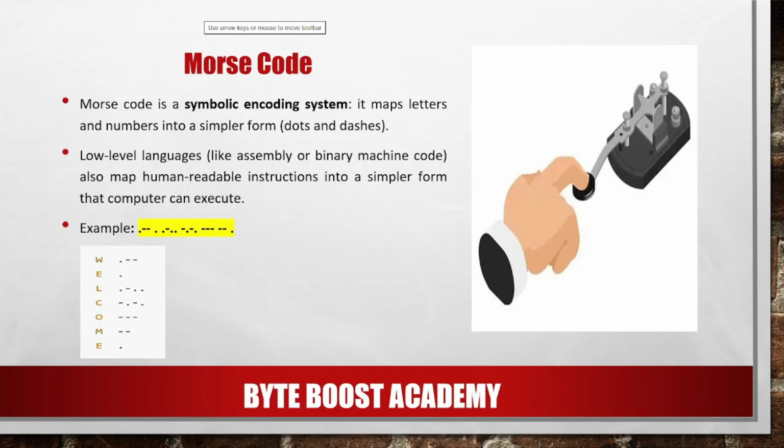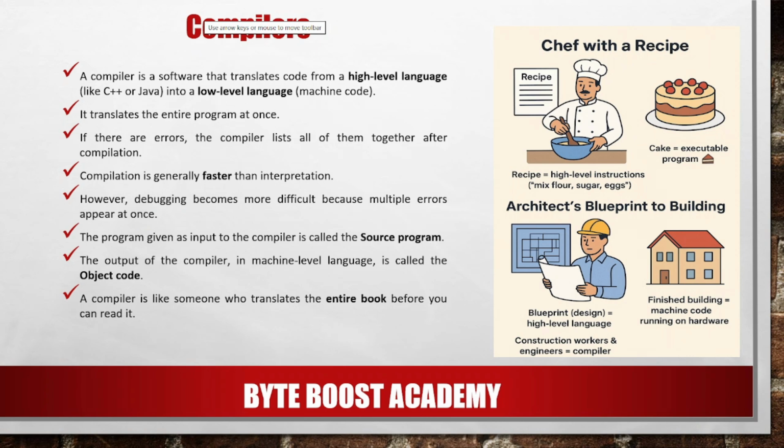Now moving to the next slide about the compiler. So what does the compiler do? As you can see, a chef who is making a cake adds some kind of ingredients to it. What are the ingredients that he puts into it? He mixes flour, sugar, eggs, syrups, vanilla flavor, and everything that is available into that mixture, and he bakes it to make a cake.